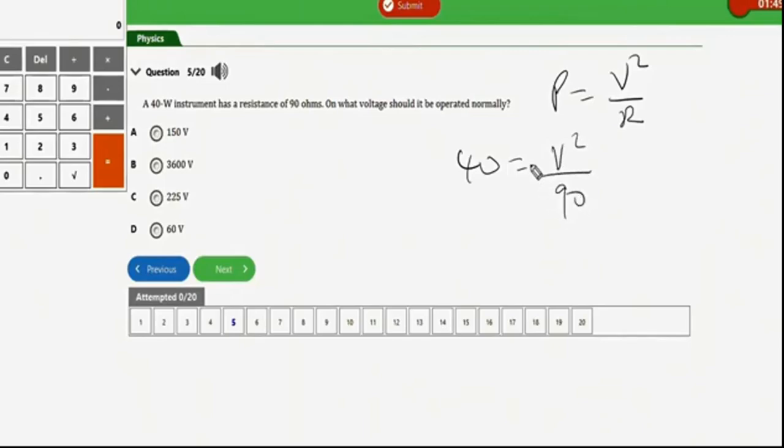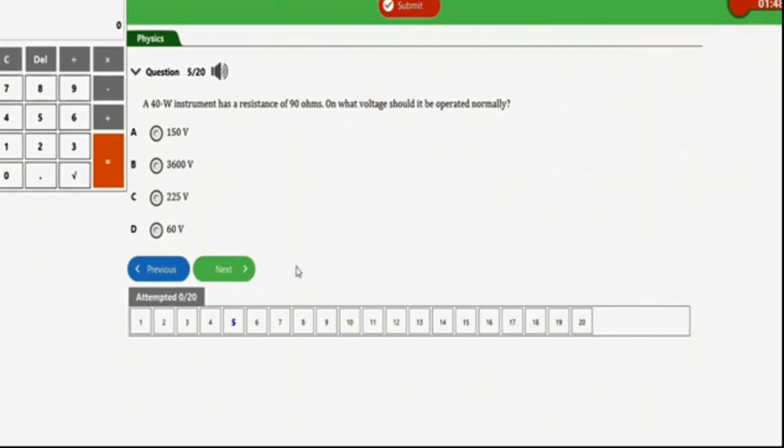The resistance is 90. When you cross multiply, let's punch this in the calculator, 90 times 40 is 3600. So you have 3600 equals V squared. Square root both sides, so remove the square. The square root of 3600 will give you 60. So that answers this question, 60 volts. The right option is option D. Let's wipe this now and solve the next question.